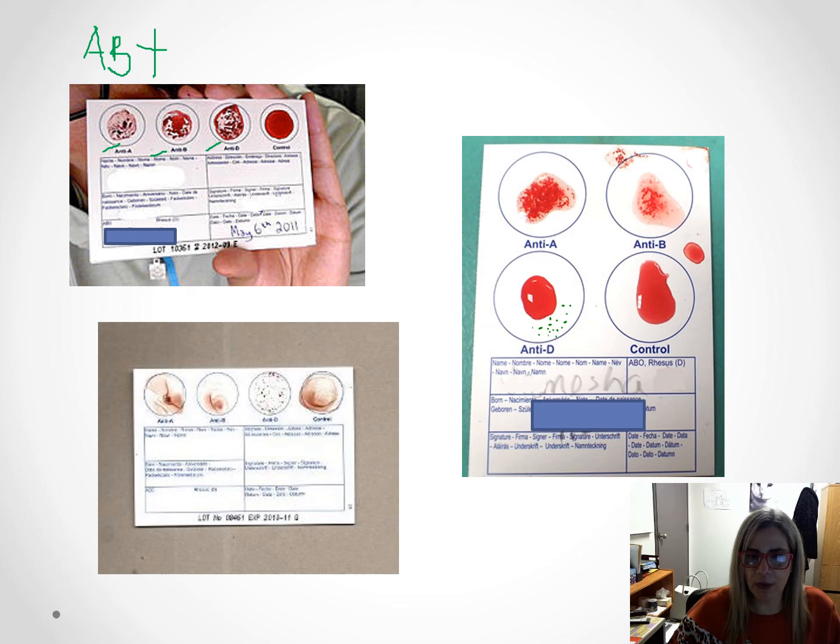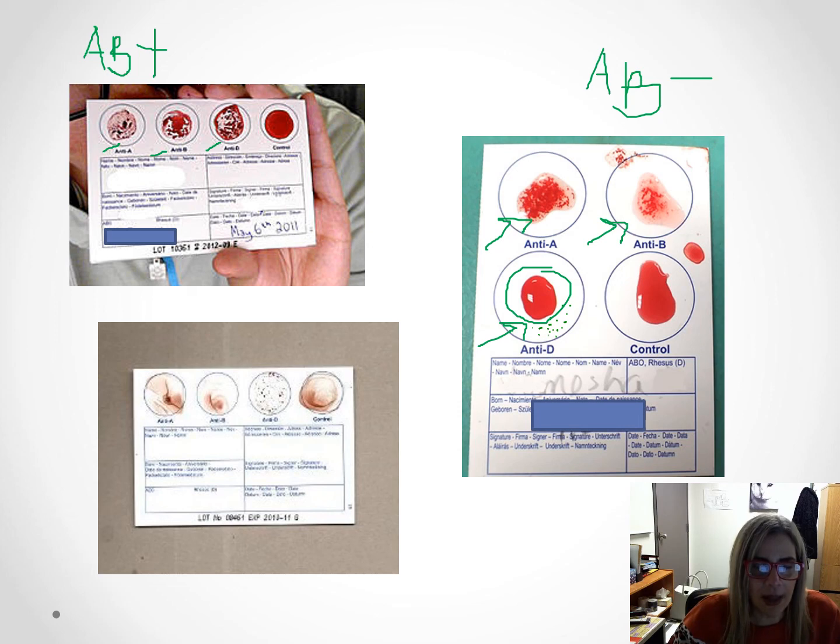If we go over to our next one, it looks like we have agglutination in the anti-A and agglutination in the anti-B, but no agglutination in the anti-D. So this person would be AB negative, negative because there is no agglutination in the anti-D, or Rh factor. And then our last one here looks like no agglutination in the anti-A, no agglutination in the anti-B, but agglutination in the D. So this person would be O positive. I hope that helps, kiddos.